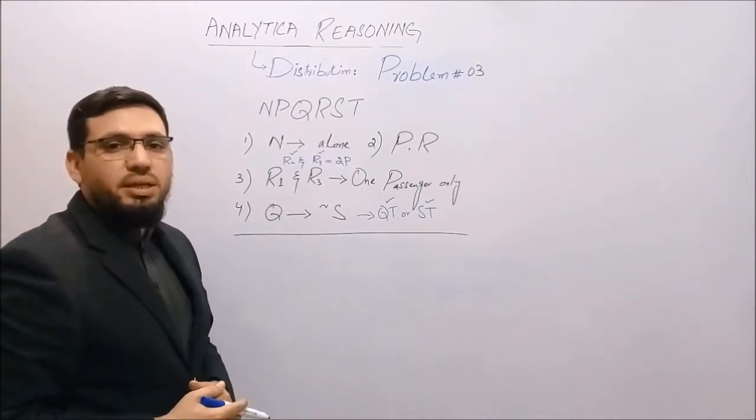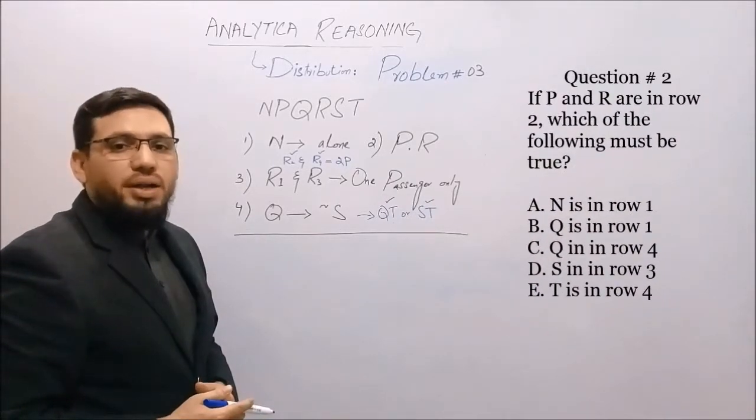Let's move to the second question: if R and P are in row 2, which of the following must be true?